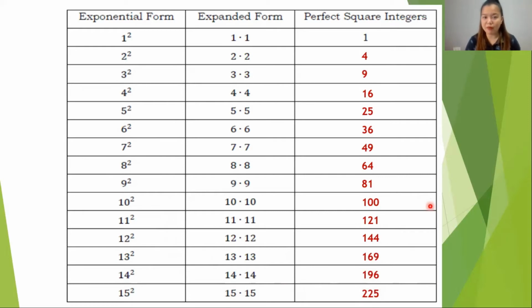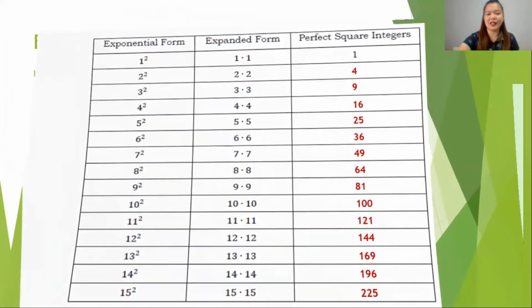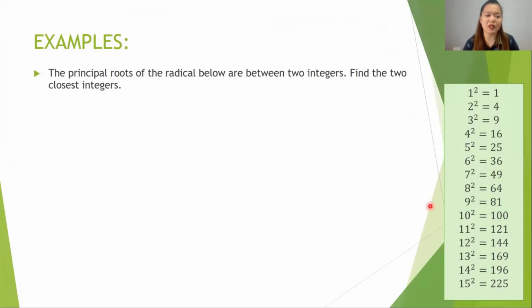Let's try to remember the perfect squares from 1 to 225 for now. But if you want more, that's okay. Let's have examples. The principal roots of the radicals below are between two integers. Find the two closest integers. These are the integers, 1, 2, 3, 4, 5, 6, 7, 8, 9, 10, 11, up to 15. Here are 1, 4, 9, 16, 25, 36, 49, and so on, up to 225. These are perfect squares. Now, let's have examples.